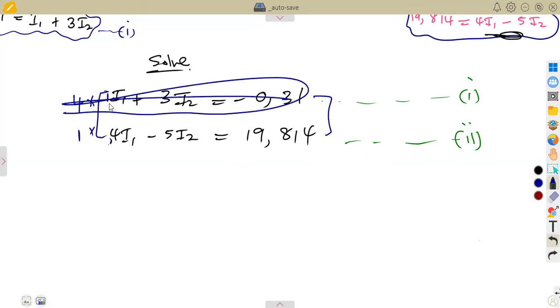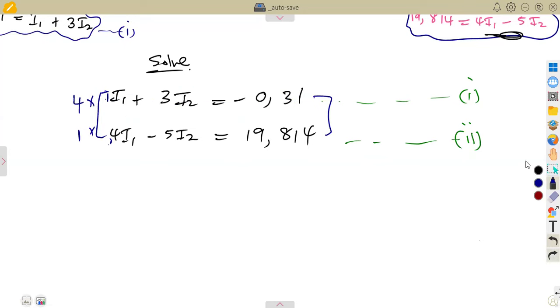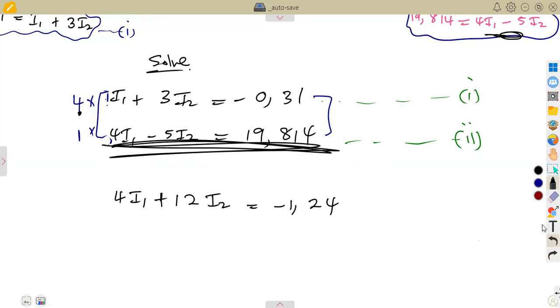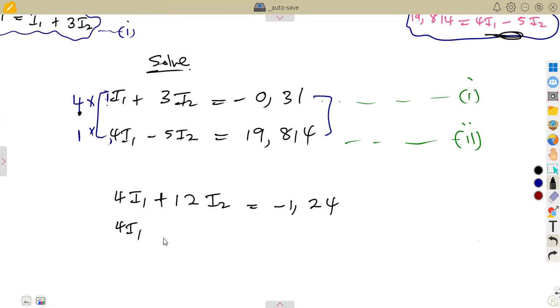So 4 is actually multiplying everything on the first equation. 4 times 1, that's 4I1. 4 times 3 is 12I2. Then minus 0.31 times 4. Sorry, I forgot to multiply by 4 there. So you're going to multiply by 4. That will be minus 1.24. Multiplying by 1 does not affect anything. So this will be 4I1 minus 5I2 is equal to 19.814.